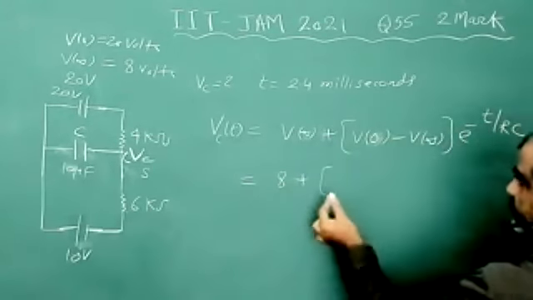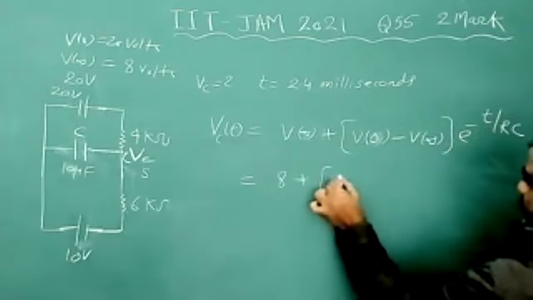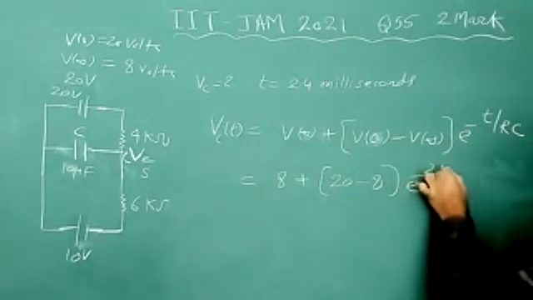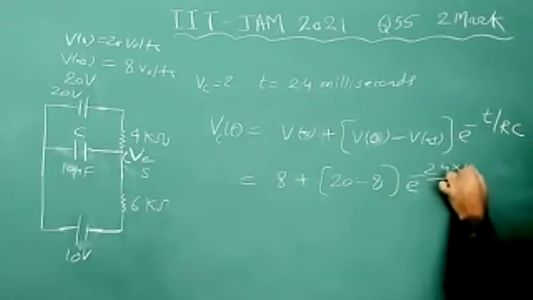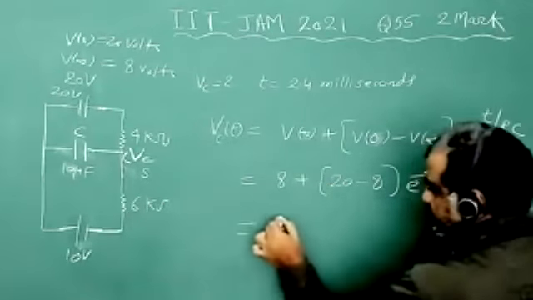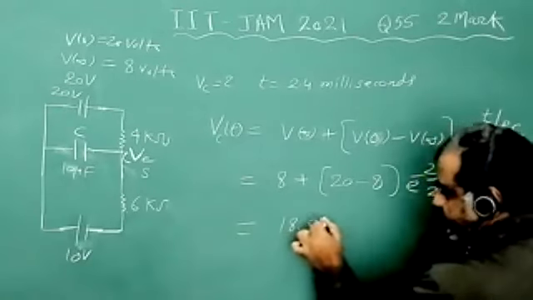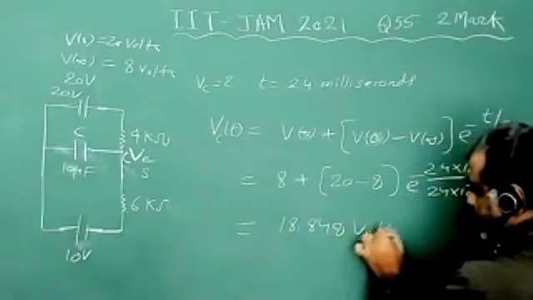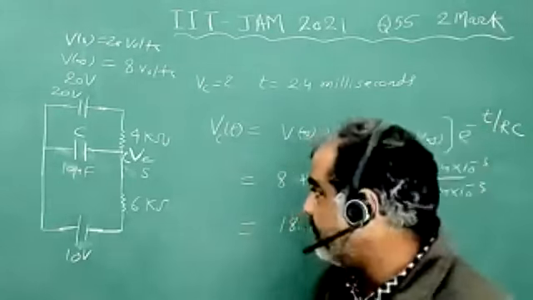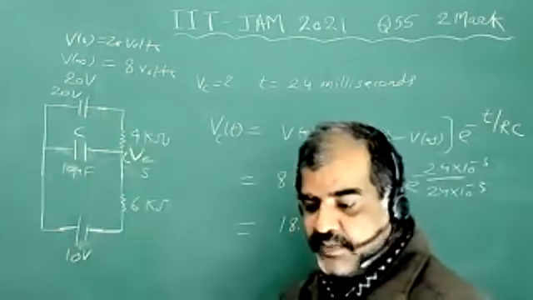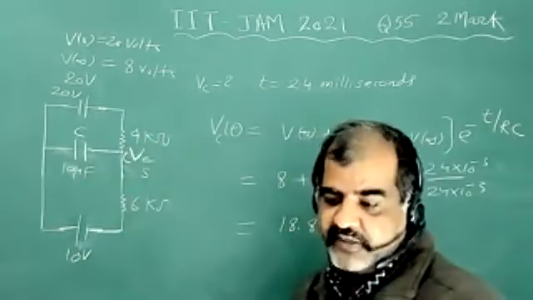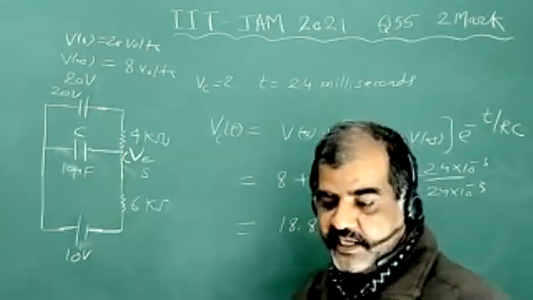So V infinite is 8, and V0 is 20. Same as before: 20 minus 8 e power minus, this is 2.4, and this is 24 into 10 raised to power minus 3. So this will give me the same answer, 18.848 volts. In this way we can apply source transformation, bring this circuit into a simple RC circuit, easily calculate the R equivalent value, and then calculate the time constant.